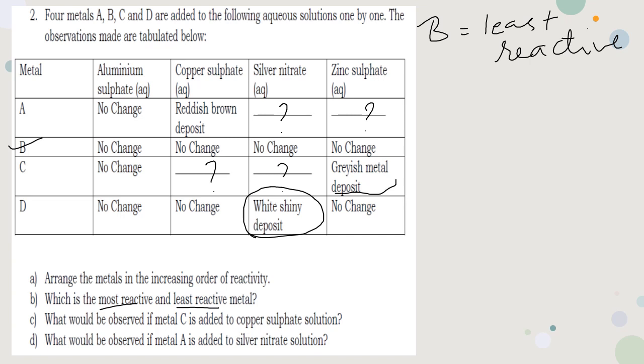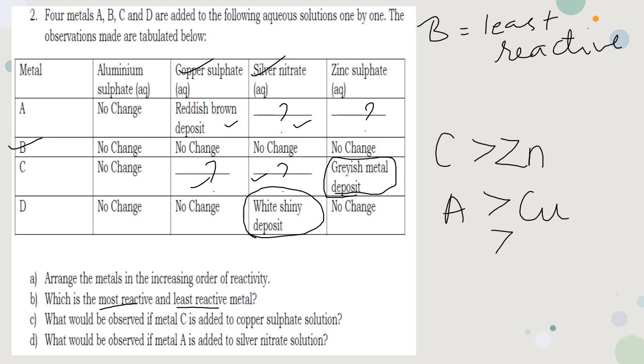C is showing a change with zinc sulfate. That means C is more reactive than zinc. So obviously it will be more reactive than silver and copper. So reaction will take place in these two places. So C is displacing three metals. Whereas A is displacing copper. So it will definitely displace silver. A is more reactive than copper. So it will be more reactive than silver. But we don't know about zinc. It may not be more reactive than zinc.